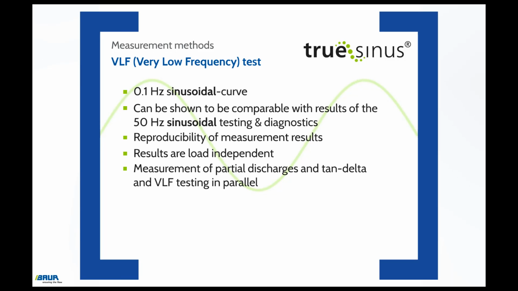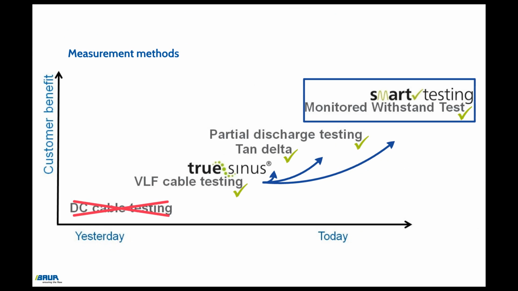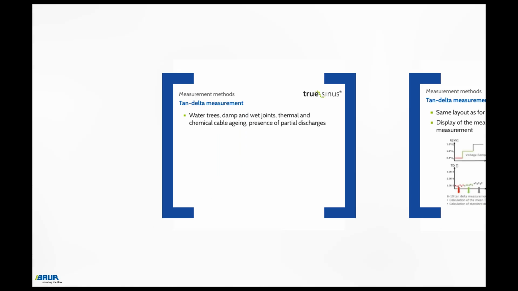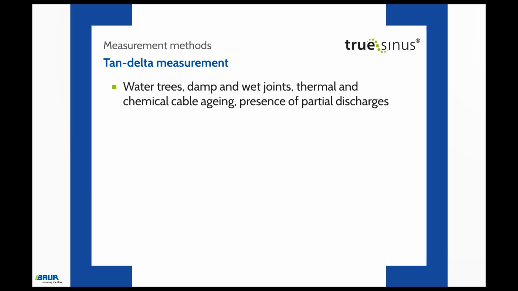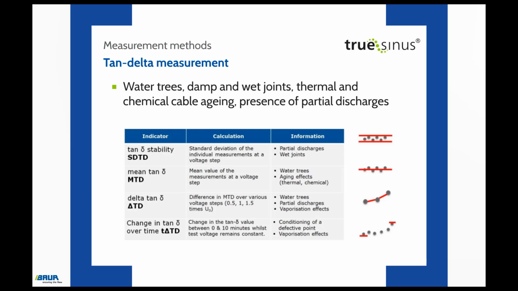The tan delta measurement provides information about water trees, damp and wet joints, and thermal and chemical cable aging. It indicates the presence of partial discharges. 3 parameters are needed for the tan delta measurement: mean tan delta, standard deviation, and delta tan delta. The standard deviation, in particular, provides a great deal of information.